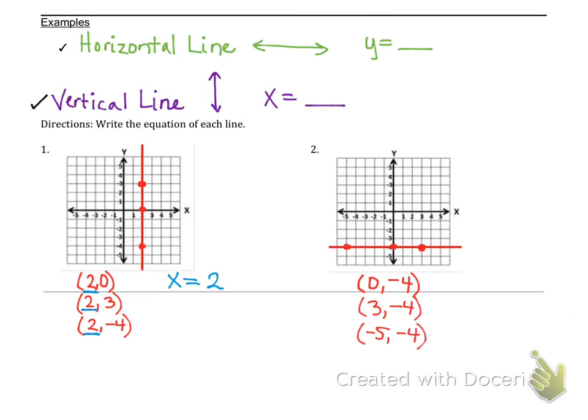Now, what do I notice that's in common with all of these points? Well, this time, all of the y values are the same. All of the y values are negative 4. So this equation of our line is going to be y equals a negative 4. It doesn't matter what the x value is, that can change, but the y value will always be negative 4.